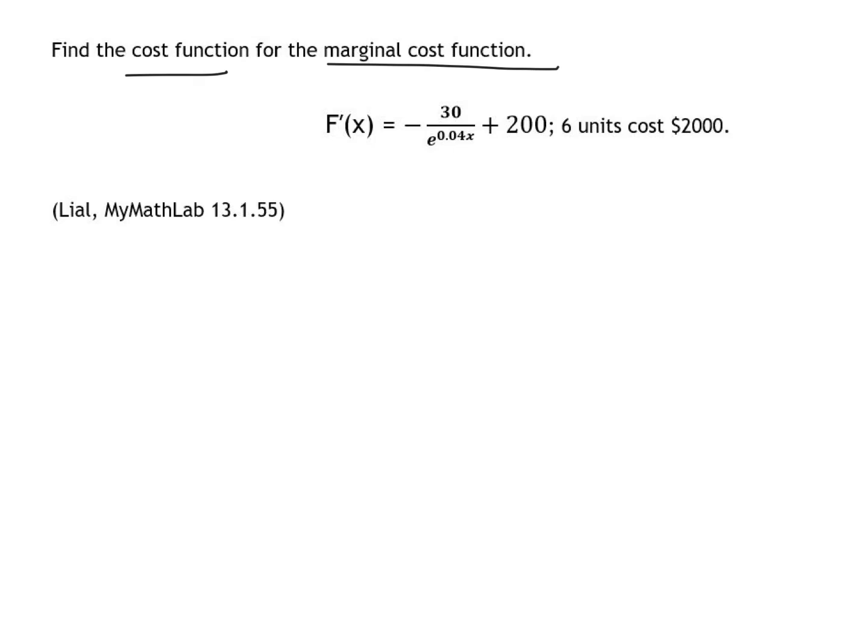So we have f prime at x is equal to minus 30 divided by e to the 0.04x plus 200, okay? And it also tells us 6 units cost $2,000. So what's that there for? Yeah, that's that x and y point. So we're going to use it later. So 6 and 2,000, we'll just put that aside, make it look like a point, so we're reminded to use that.